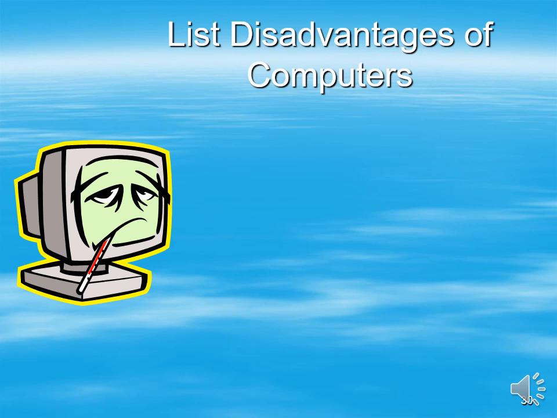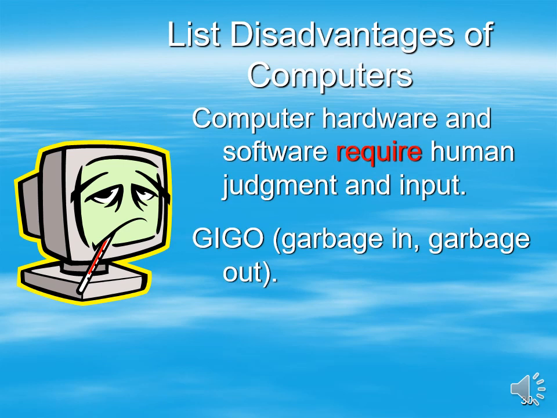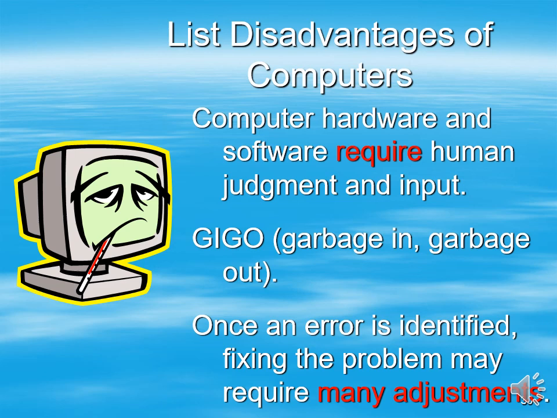But there are disadvantages of using software and computers when you prepare an accounting record. The first one is computer hardware and software require human judgment and input. The software and computer are tools, but you as a human or as a business owner or as an accountant, you have to use your judgment.